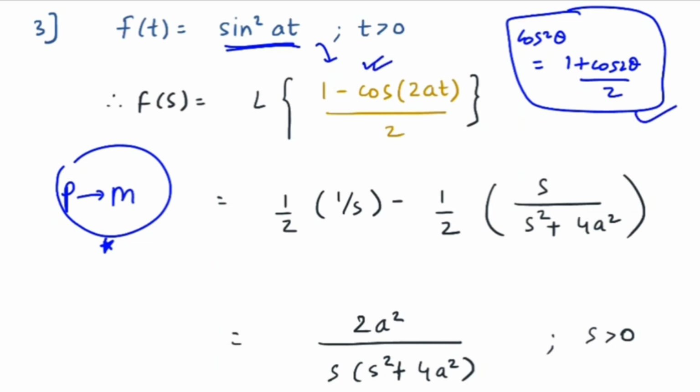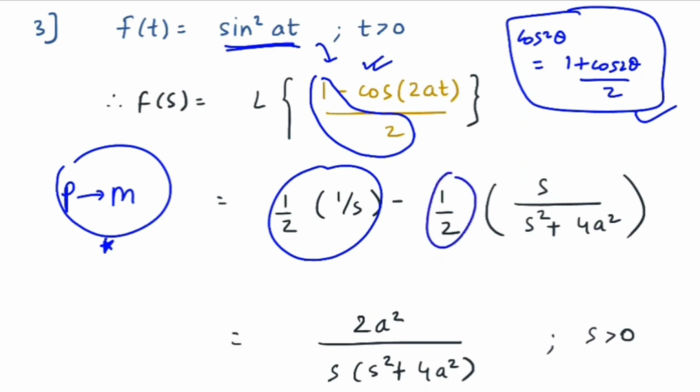Now the two functions are in subtracted format. The first function is 1 over 2, and the second function is cos 2at upon 2. So take the split Laplace. Laplace of 1 by 2 is 1 upon 2 into 1 over s, and for Laplace of cos 2at upon 2, 1 upon 2 is a constant, so take it outside. Laplace of cos 2at, you have studied the standard result: s upon s square plus omega square.